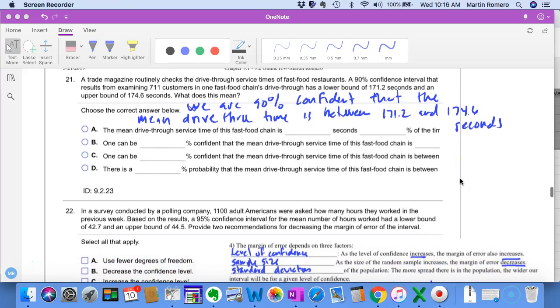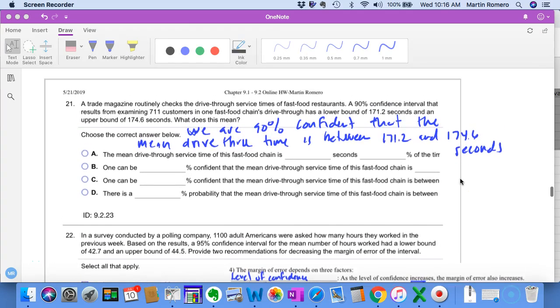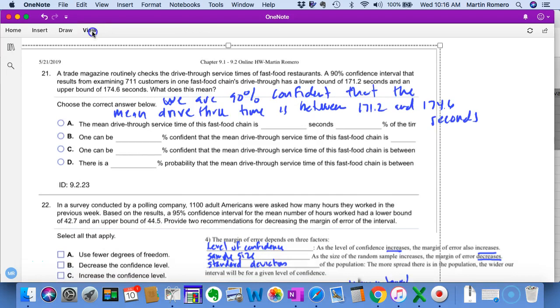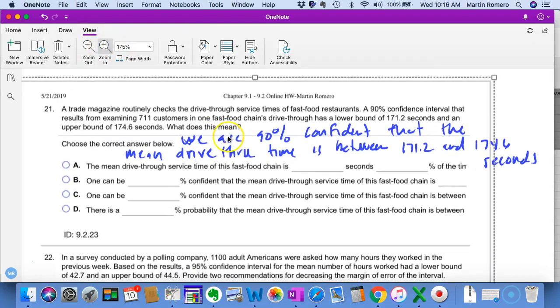Let's take a look at 9.23, the interpretation of a confidence interval. And again, we talk about this in a lecture, but let me use a specific example now. So we have this information here: 90% confident that the results from 711 customers at a fast food drive-through, the lower bound is 171.2 and the upper bound is 174.6.